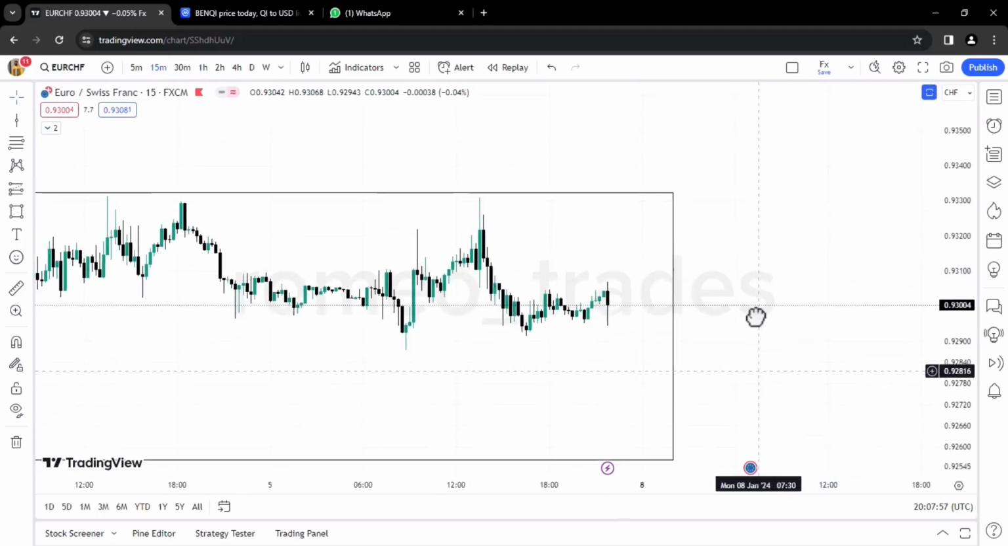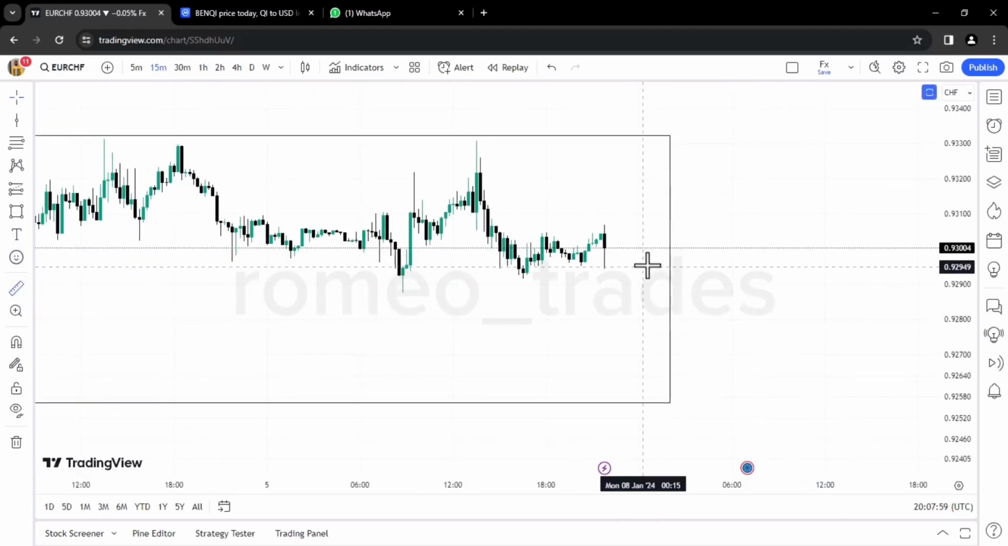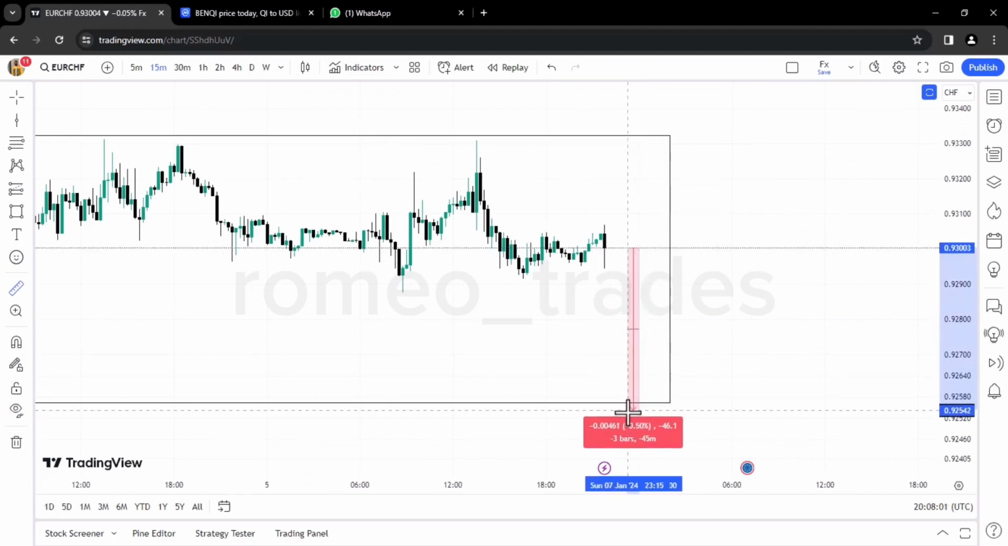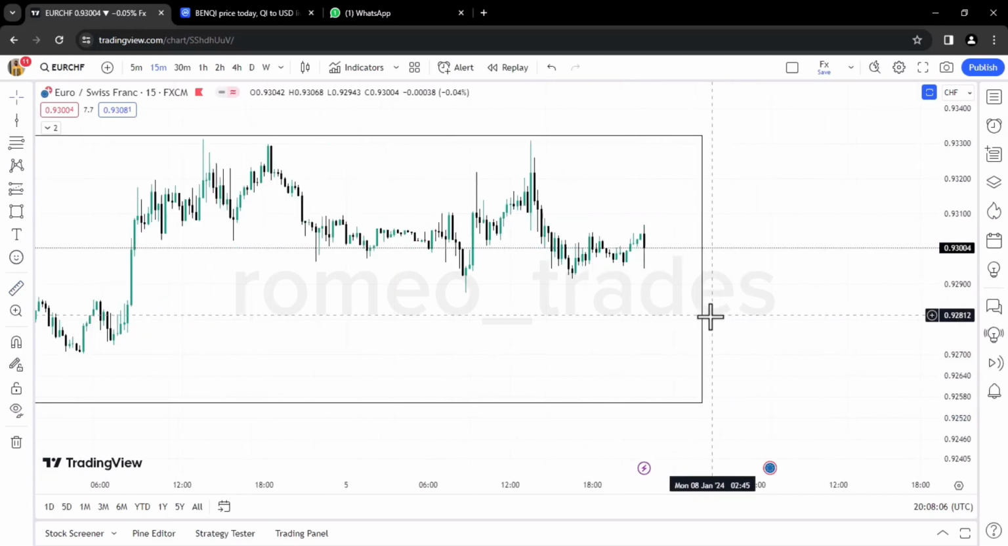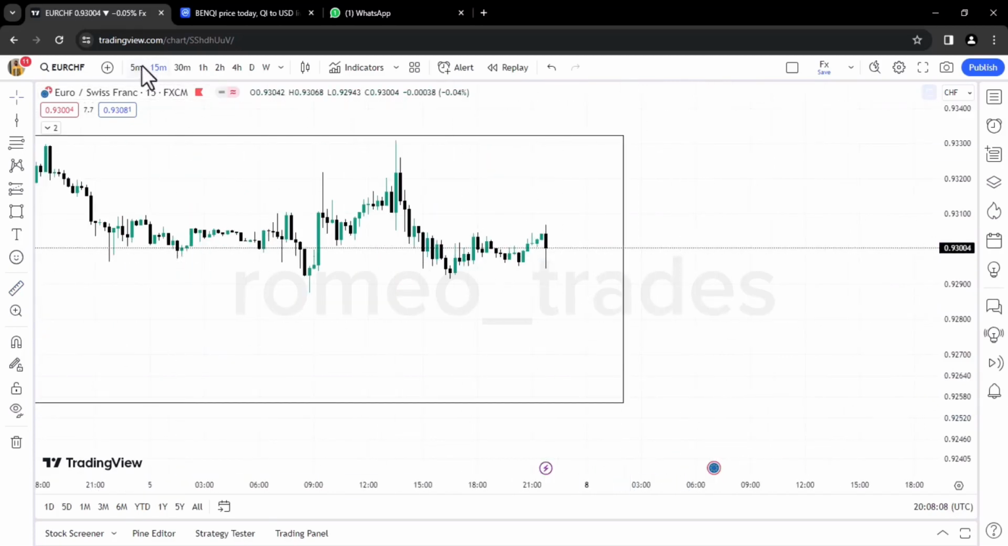Because this is a range, it's pretty simple to trade. You trade from one end to the other, over 40 pips. This is a good trade. So I'll be looking for a sell.